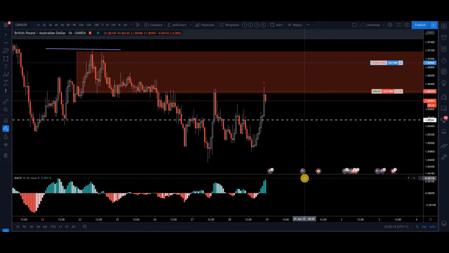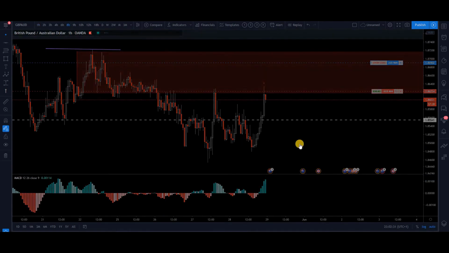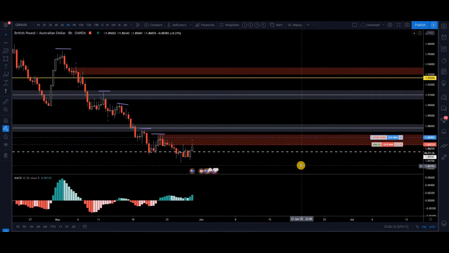So let's see how it goes, ladies and gentlemen. We're going to give this a shot. You know, the fundamentals say that we should continue down, although we have been moving down quite a bit and we may be due for a correction. But we've seen a potential trade here. We're taking the trade and we're going to see how that goes.